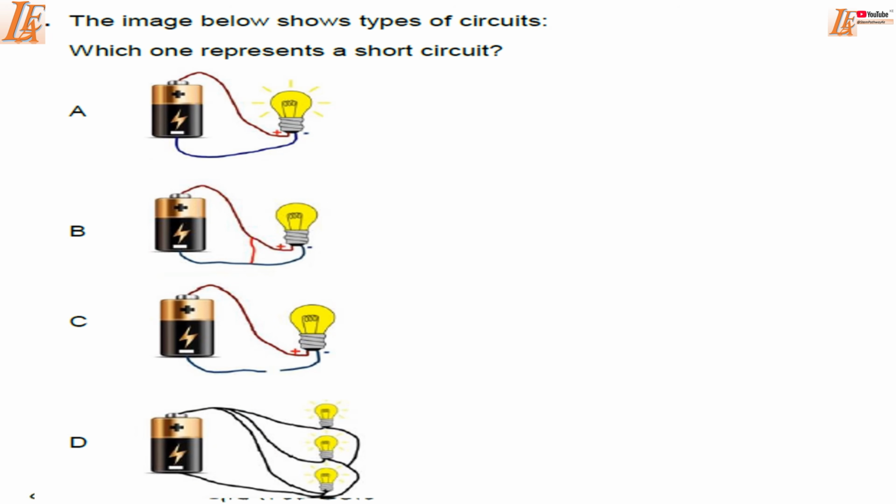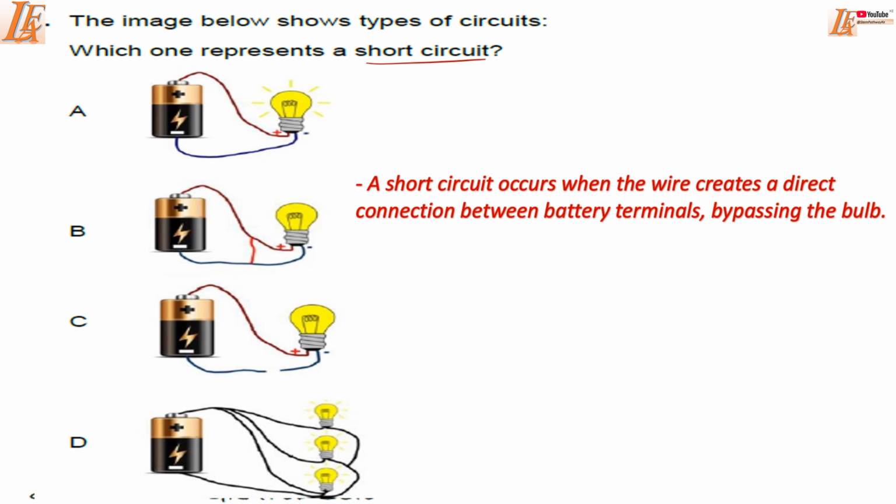Third question: the image below shows types of circuits. Which one represents a short circuit? Before we look at the options given, let's look at what a short circuit is. A short circuit occurs when the wire creates a direct connection between the battery terminals, hence bypassing the bulb, and in this case it can lead to the destruction of the bulb. So now let's look at the options given, keeping in mind that we are looking for a direct connection between the two terminals of the battery.